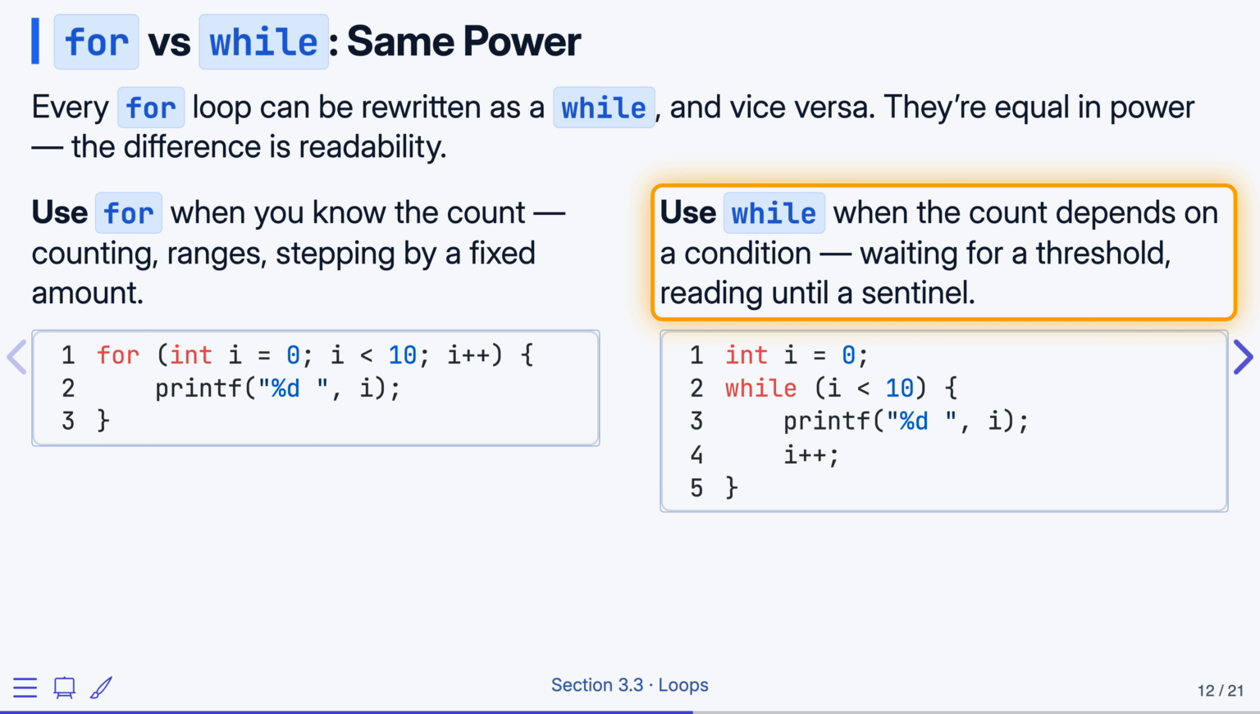Use a while loop when the count depends on a condition, waiting for a value to reach a threshold, or reading until a special end value appears. In those cases, counting is not the point.